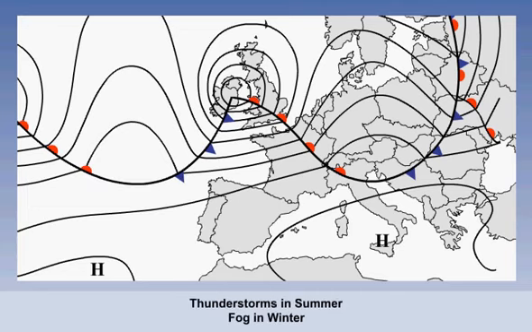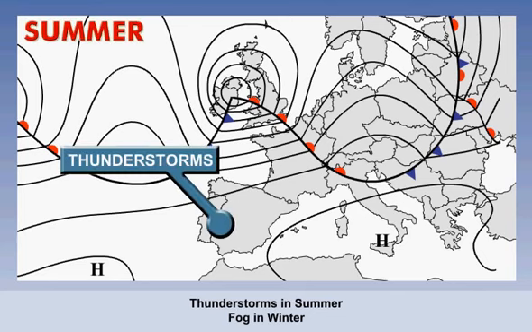Other than the wind, the weather within a col is dependent somewhat on the season. Generally, over land areas, we can say that in summer typical col weather would be thundery, whilst in winter it is mainly very foggy.